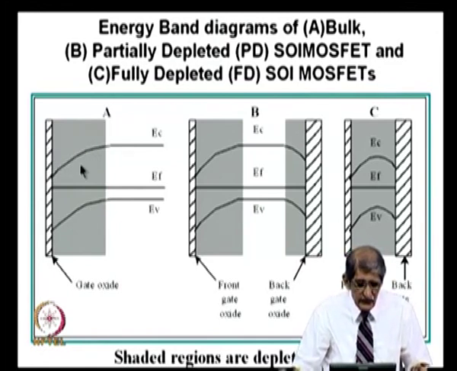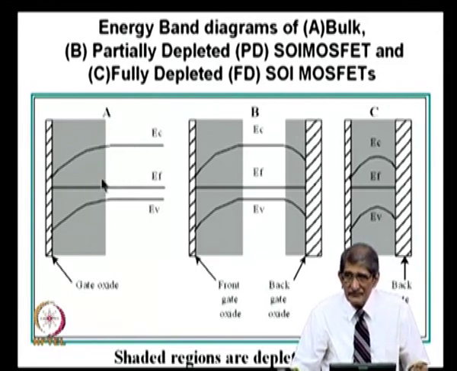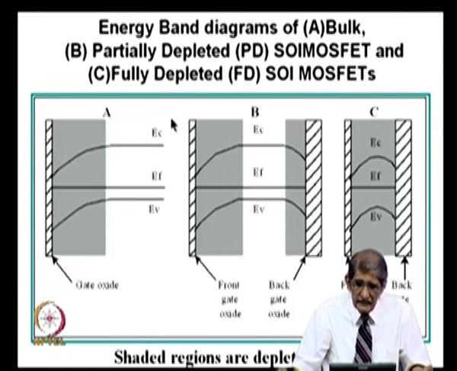Okay. Below the depletion layer, there is no band bending. There is no voltage drop. The entire voltage drop is across this depletion layer. So, this is the band diagram of the bulk MOSFET. And if I draw the intrinsic level, it will come from here like that. The intrinsic level will be below the Fermi level, so that will be inverted. Okay. Now, let us take the partially depleted SOI MOSFET.